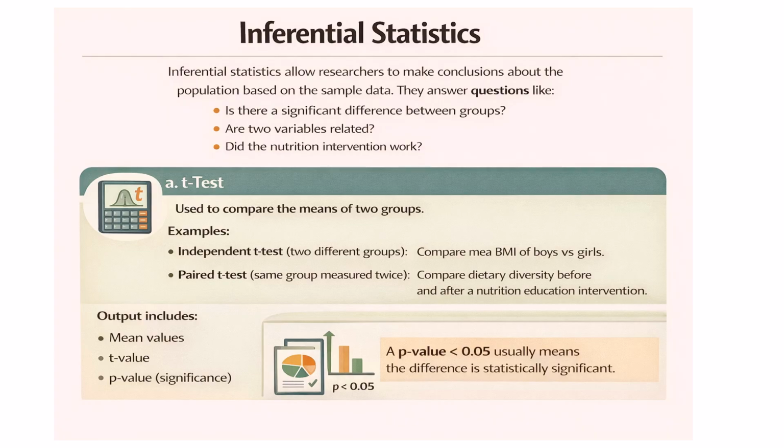Inferential statistics. Inferential statistics allow researchers to make conclusions about the population based on the sample data. It answers questions like, is there a significant difference between groups? You want to know if two variables are related. You want to know if the nutrition intervention actually works, its impact, its effect. For this, inferential statistics is very important.